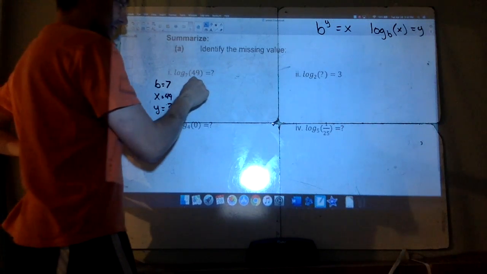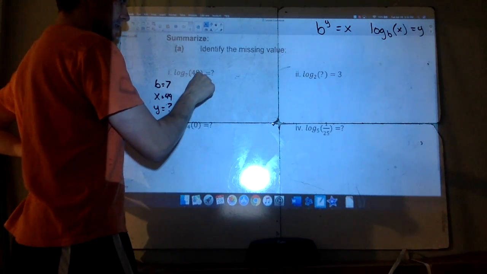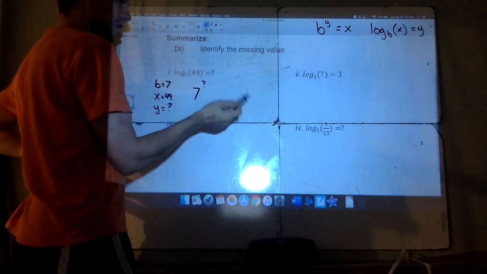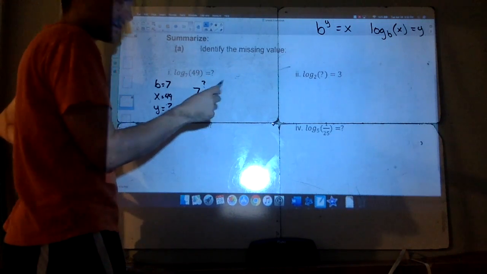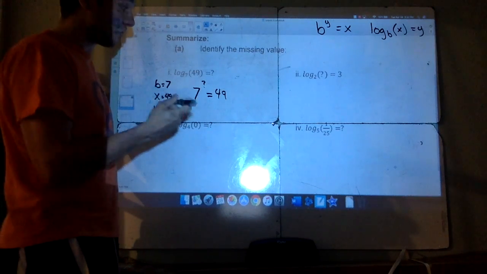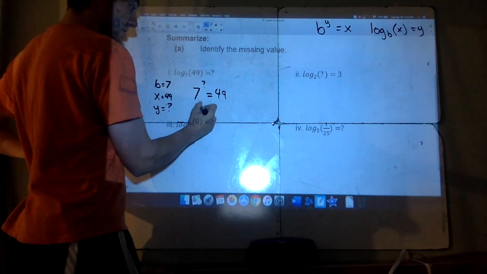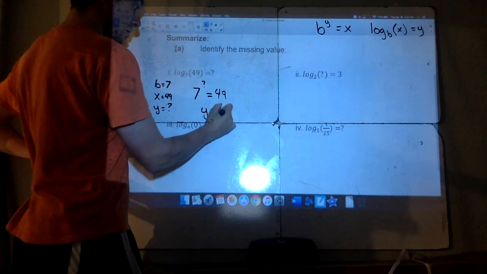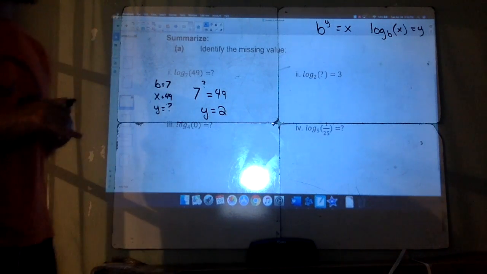So we're going to have 7 to the question mark, to what power, or to the y, you can also write a y there, equals 49. And from there, we can say, well, 7 to the second power gives us 49.